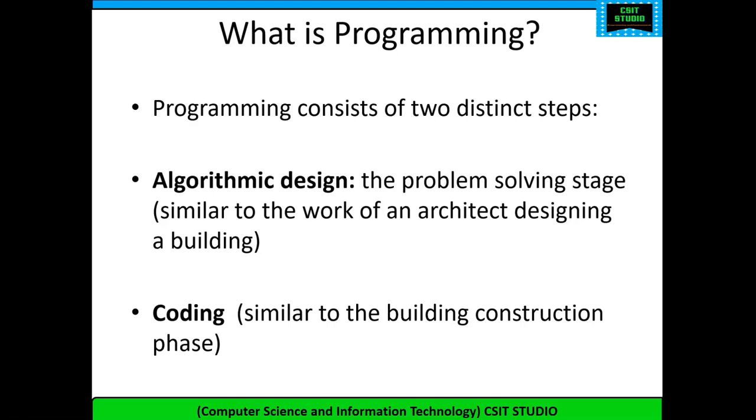Programming consists of two distinct steps. First step is about designing. In this step, we provide the solution to a problem in the form of an algorithm, and this is considered similar to the work of an architect while designing a building. In the second step, we write the actual program in a language, which we call coding, similar to the building construction phase.